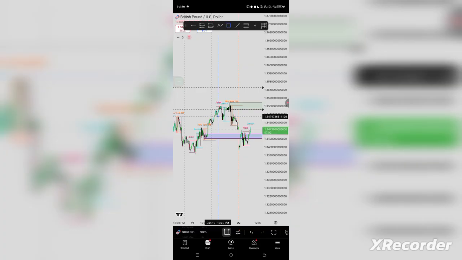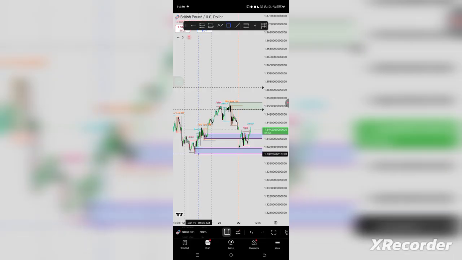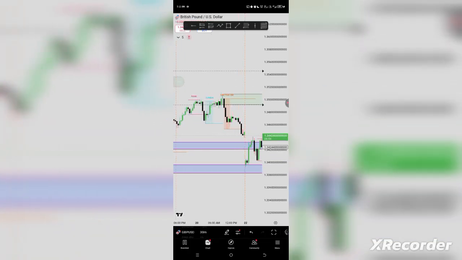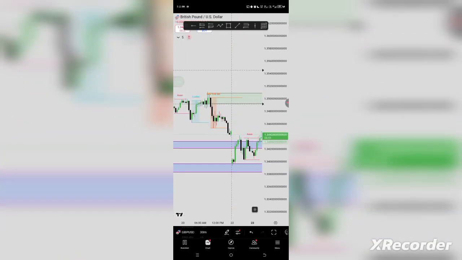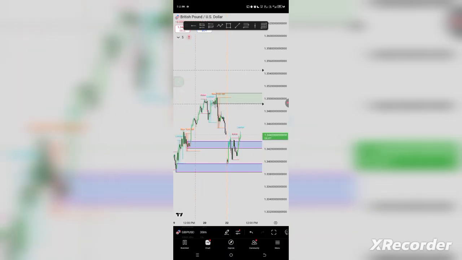But then if you look at this, it looks like the market already mitigated the demand zone and is rallying back to the upside. So that's just that. I already set my alerts.